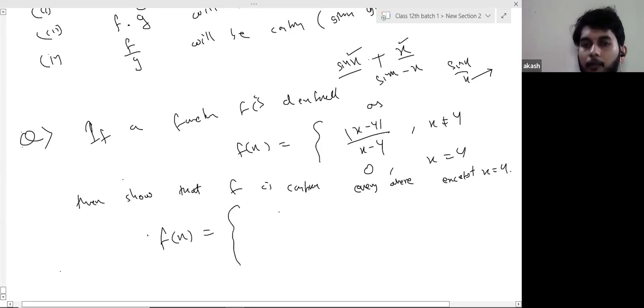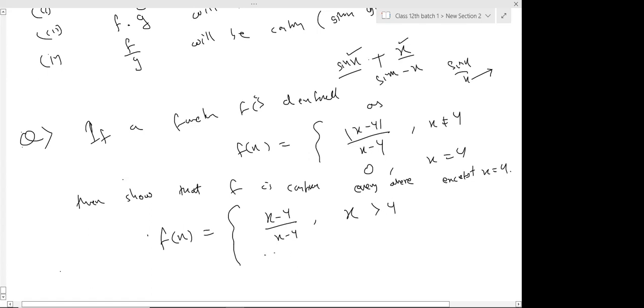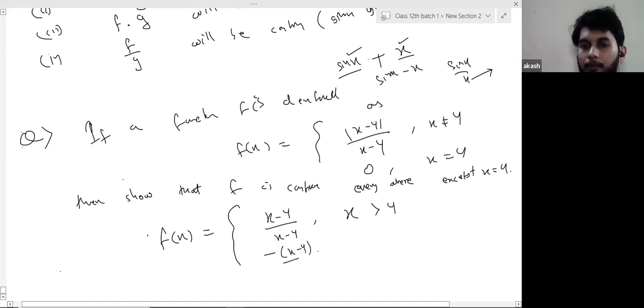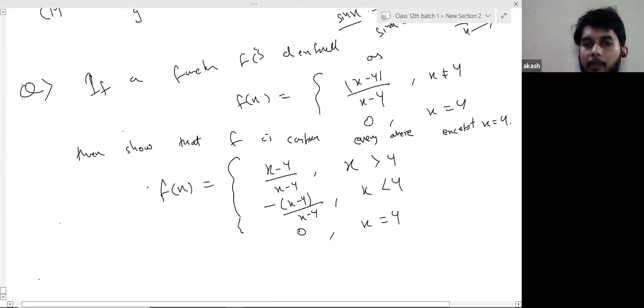So how we can open this function? Mod of x minus 4 will open as x minus 4 with the positive sign if x is more than 4. Yes or no? Yes. And it will open as minus of x minus 4 upon x minus 4 when x is less than 4. And this is 0 when x is equals to 4. I hope this thing is clear to everyone. This is the important step here. Ronaldo, Kulsum, Saeed, Shikhani.